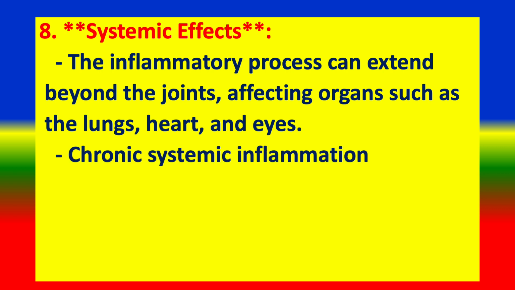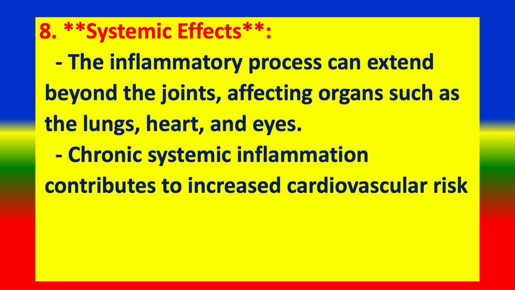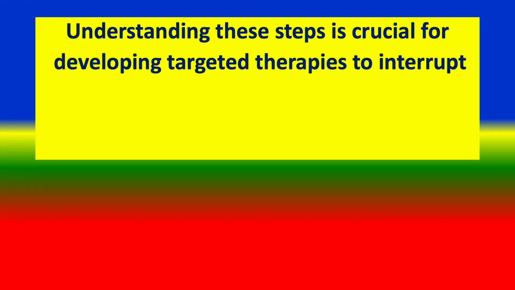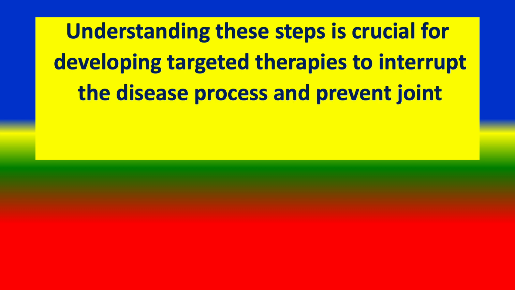Chronic systemic inflammation contributes to increased cardiovascular risk and other complications. Understanding these steps is crucial for developing targeted therapies to interrupt the disease process and prevent joint damage in rheumatoid arthritis.